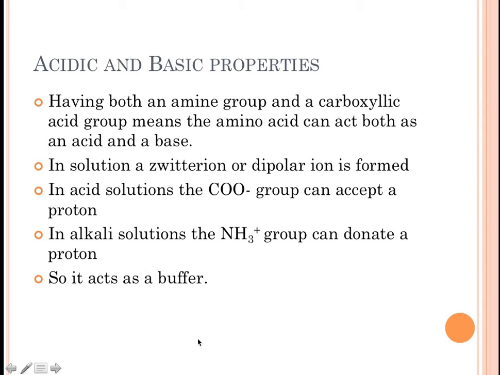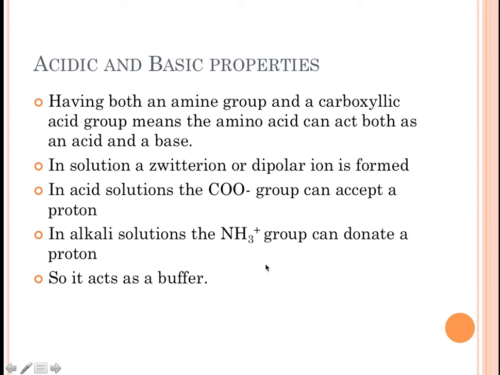This also means that it can act as a buffer though, because if I put that amino acid in solution and then I add too many hydrogens, well then this group here is going to be able to accept another hydrogen. This is going to stay as it was, but this will go back to being COOH. So the whole thing becomes positively charged.